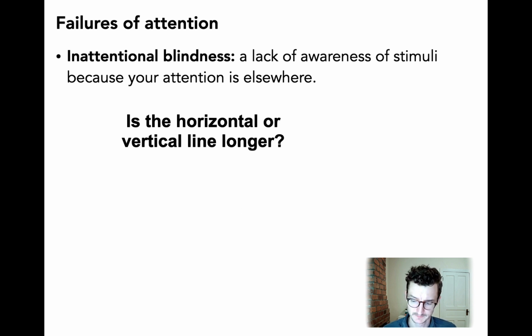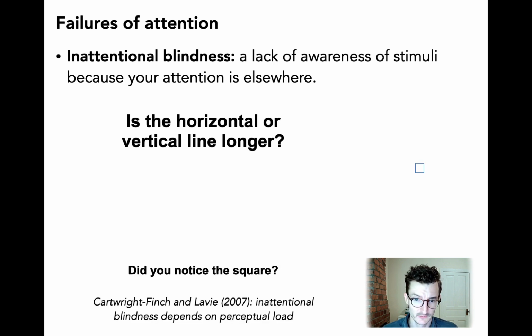So, horizontal, vertical, horizontal, vertical, vertical, I think. I missed that last one. Horizontal. And so the question here is, I don't know if you noticed this, but a square was flashed on the screen. And if you didn't notice that square during that task, it's because you were so engrossed in this horizontal versus vertical line task that you were effectively blind to what was going on around you.